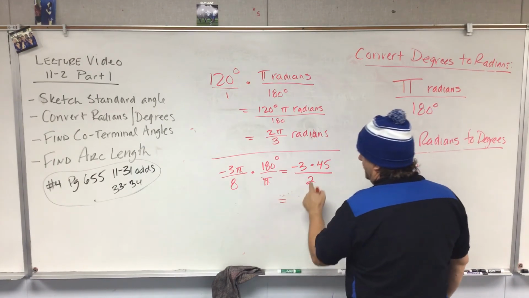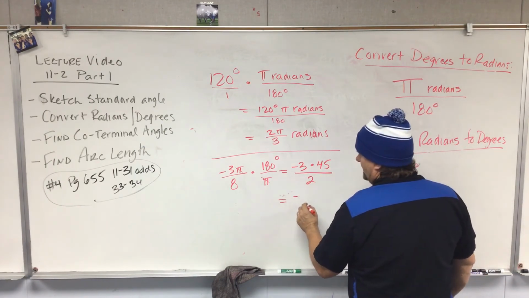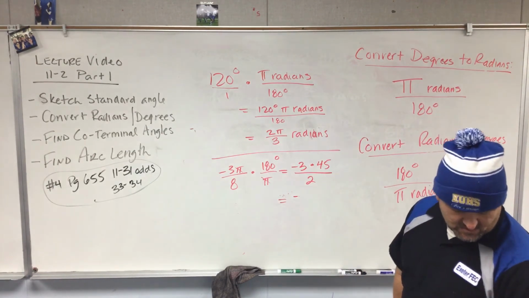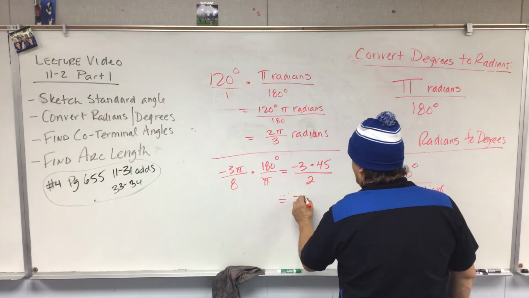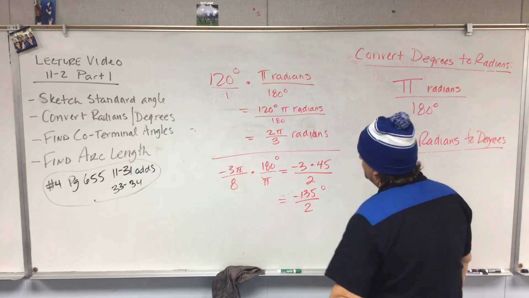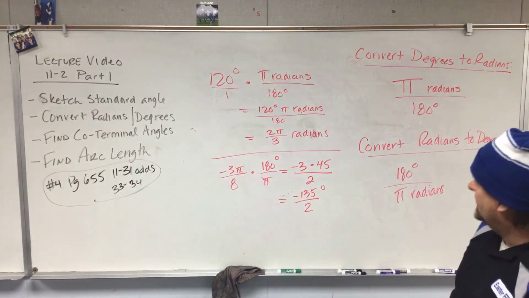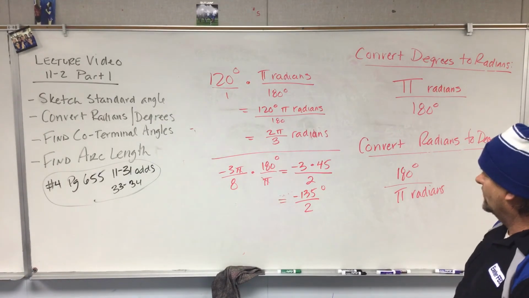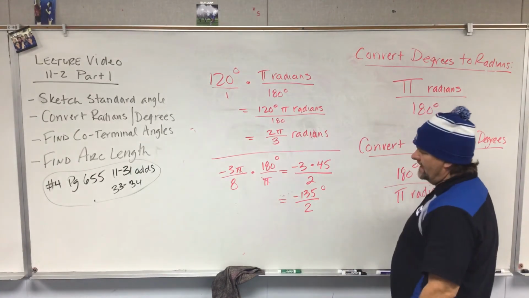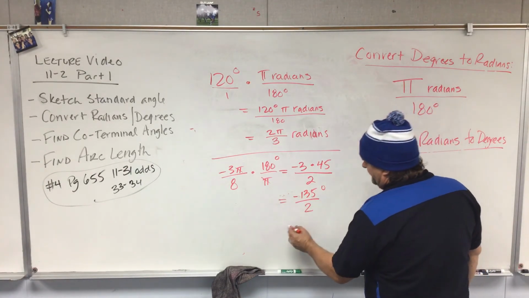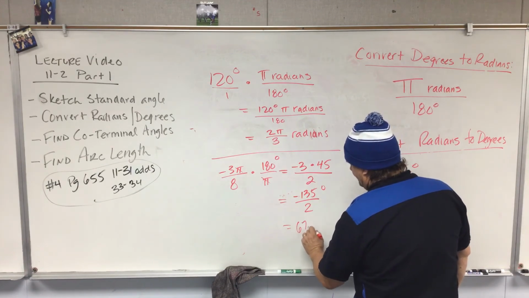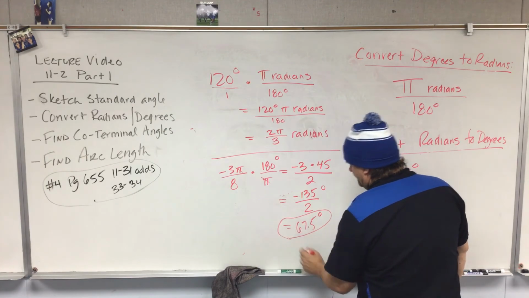And then we end up with negative 135 over 2 degrees. Something doesn't feel right about that one, but that's what I wrote down, 3/8 pi. Yeah, that works. It is what it is. Here we go. It's a funky degree, and if you divide that by 2, you're going to get 67.5 degrees. That's what you end up with.